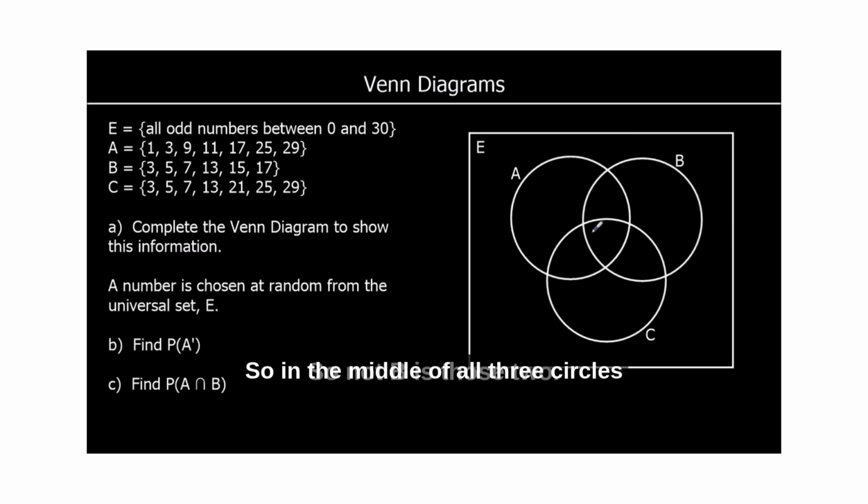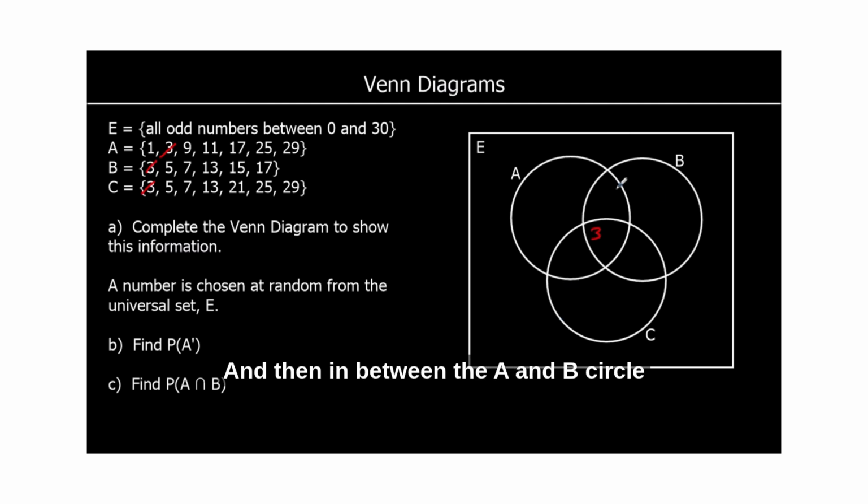So in the middle of all 3 circles would be anything that's in A, B, and C. And they've all got a 3 in them. Have they all got anything else? So they haven't all got a 5 or a 7 or a 9. They haven't got an 11, a 13, a 17, a 25, or a 29. So only 3 goes in the middle.